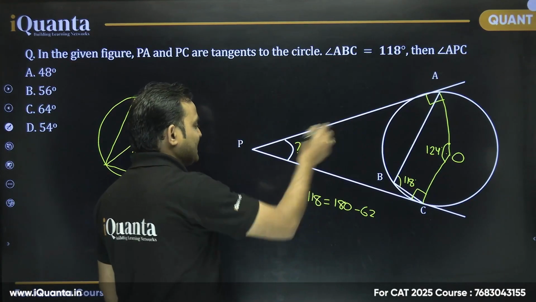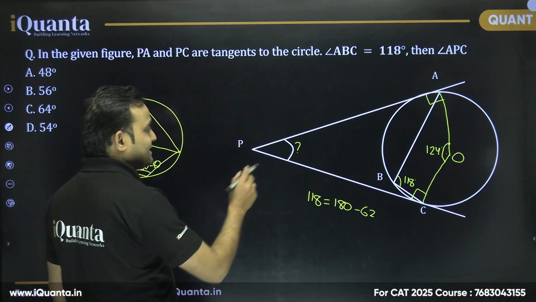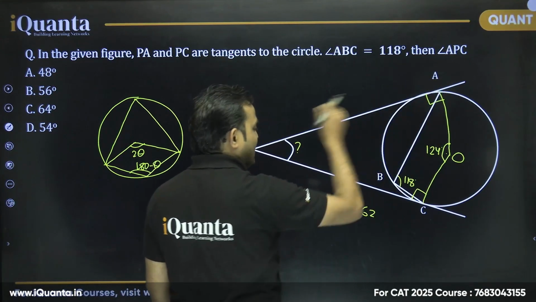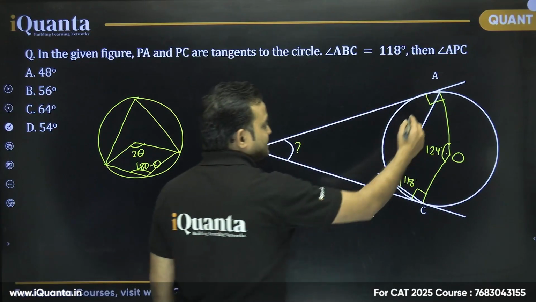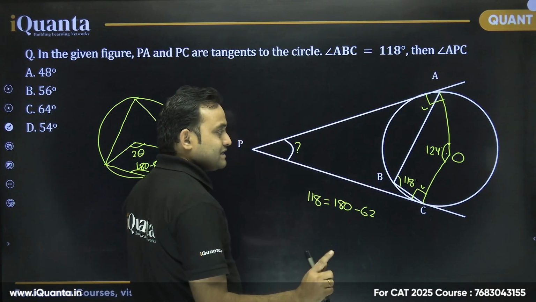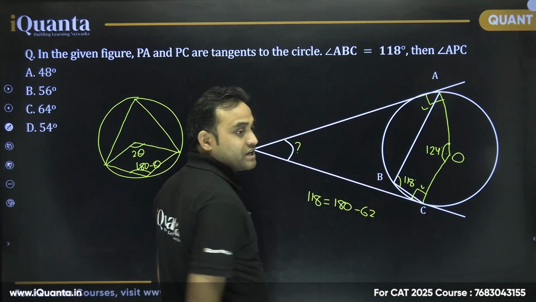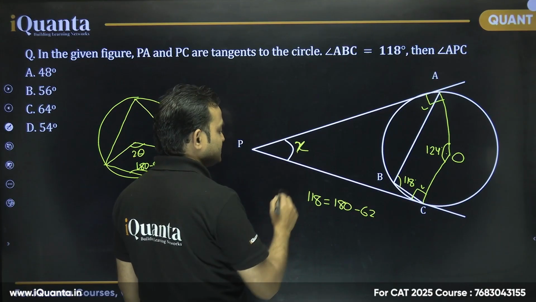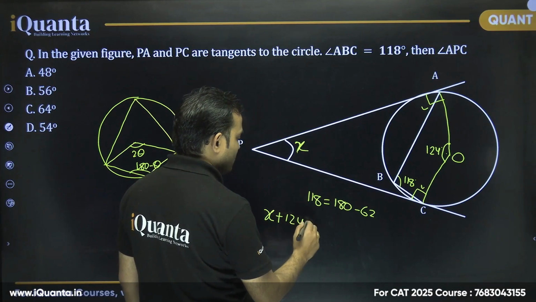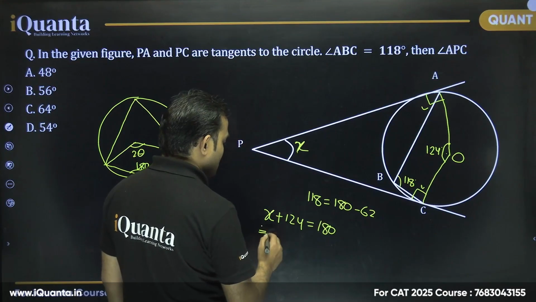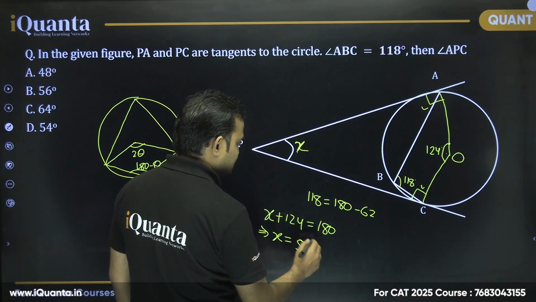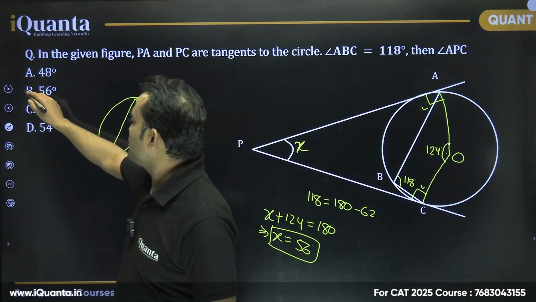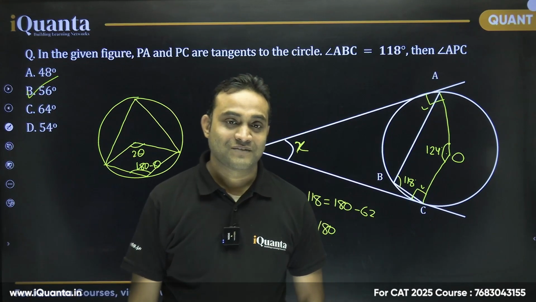Now can we find angle APC? We can say angle APC should be equal to, now think about this, OAPC is a quadrilateral. This is 90 degrees, 90 degrees, 180 degrees. This angle is 124 degrees. Can we say this angle plus this angle should be 180 degrees? So x plus 124 is equal to 180, or x is equal to 56 degrees. So our answer is 56 degrees, that is option B, right?